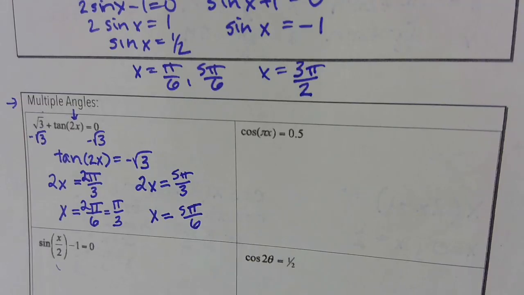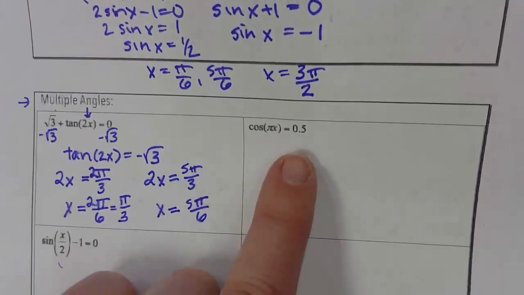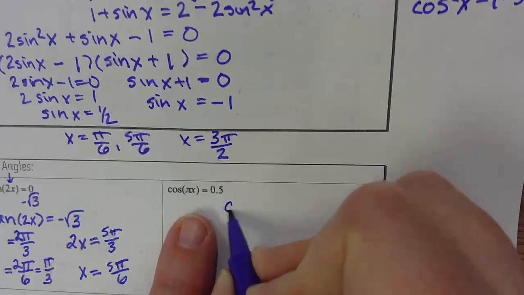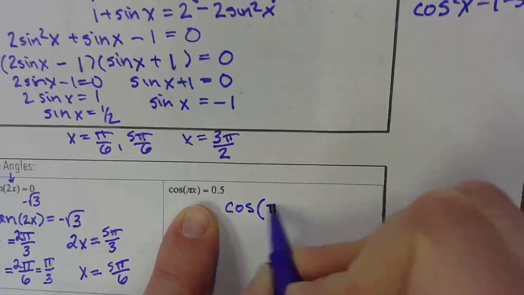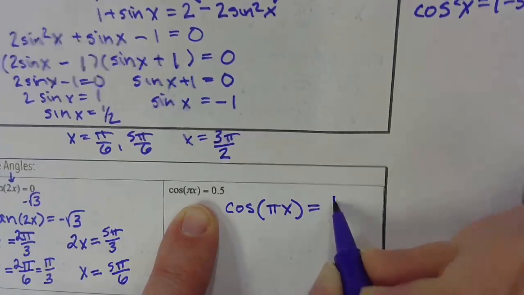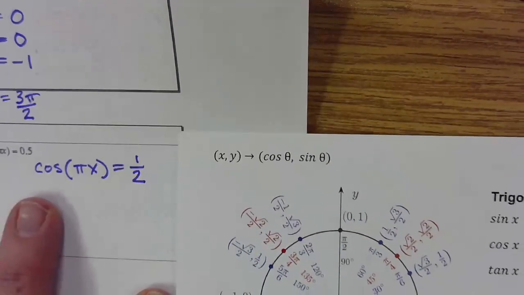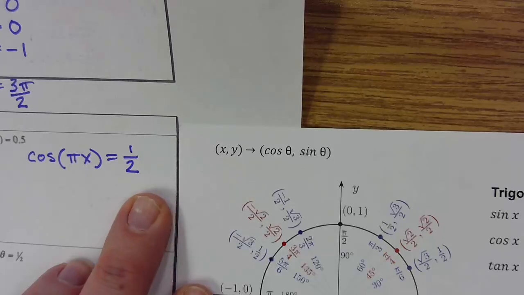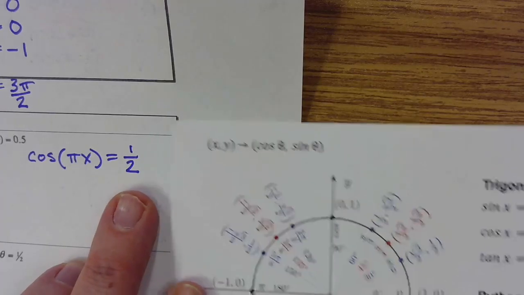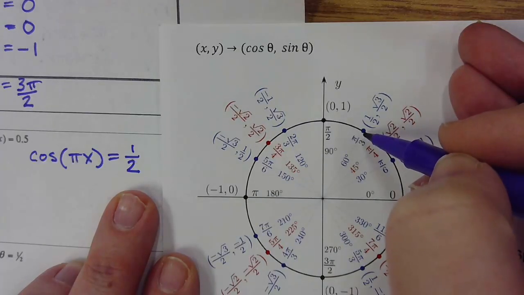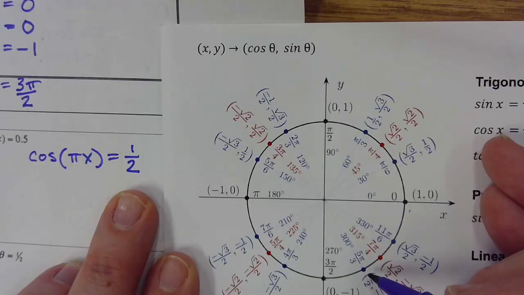Okay, so think about the next one. Guess what? There's no isolating happening here. It's literally saying, where is the cosine of pi x equal to 1/2? So asking yourself, where is the cosine 1/2? That's one we've talked about a lot already today. So the cosine is 1/2 at pi over 3 and 5 pi over 3.